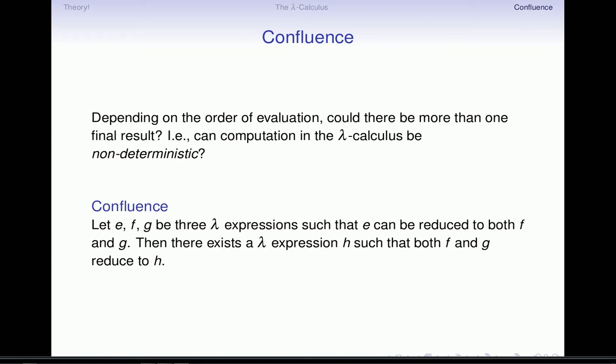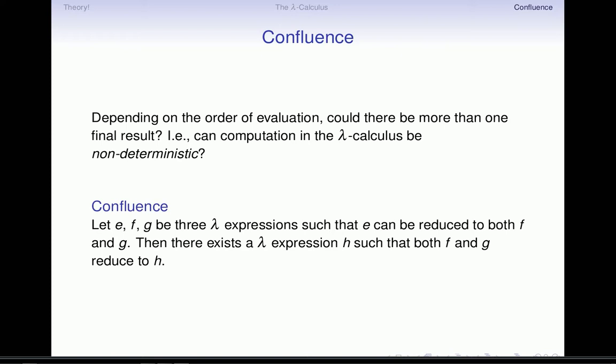The answer to this question is that no, the lambda calculus is deterministic. The confluence property essentially says in its definition, let E, F, and G be three lambda expressions such that we can reduce the lambda expression E to both F and G. Then there exists another lambda expression H, such that both F and G reduce to H.